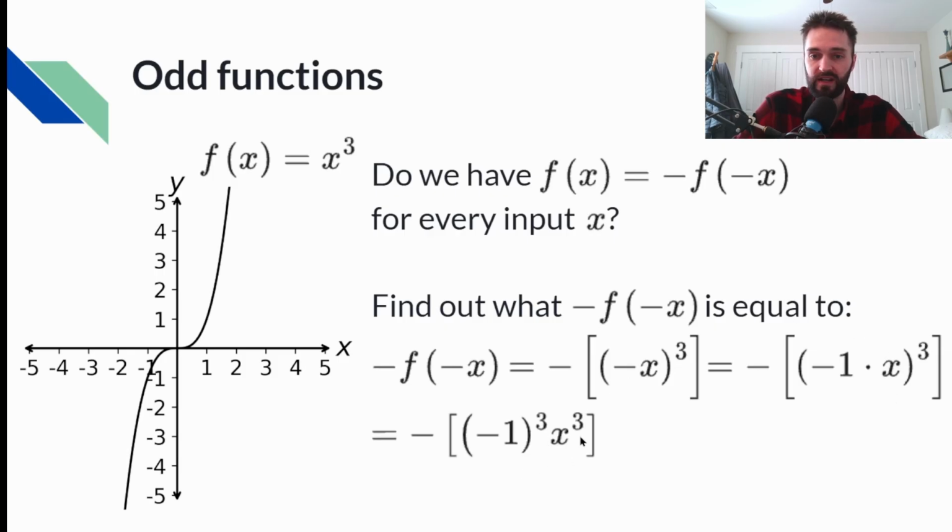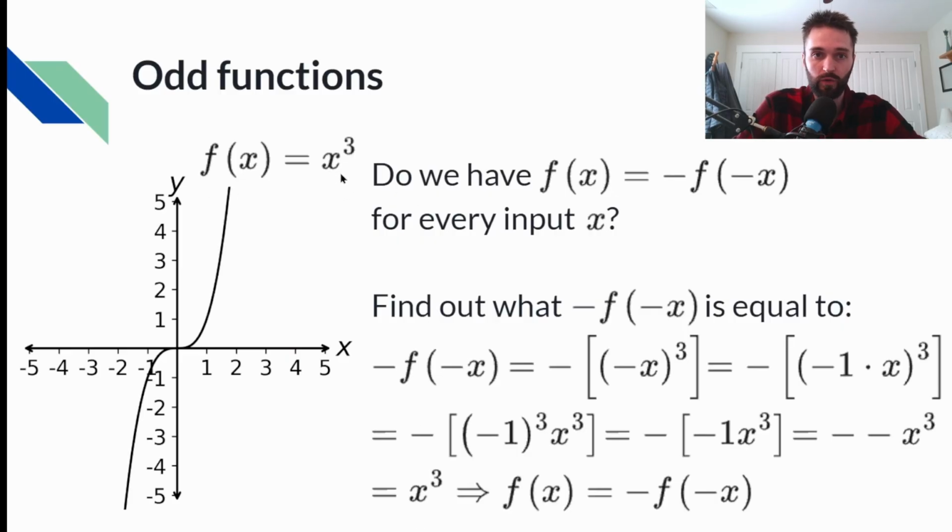Negative 1 whole thing cubed times x cubed, right? That's what we have in the brackets. And negative 1 cubed is negative 1 times negative 1 times negative 1, which is negative 1. Right? There's an odd number of minus signs, so the result is negative. So we have minus this thing, right? Which can be simplified to minus x cubed. All right. A negative of a negative is equal to a positive, so we just have x cubed. All right, negative f of negative x is equal to x cubed.